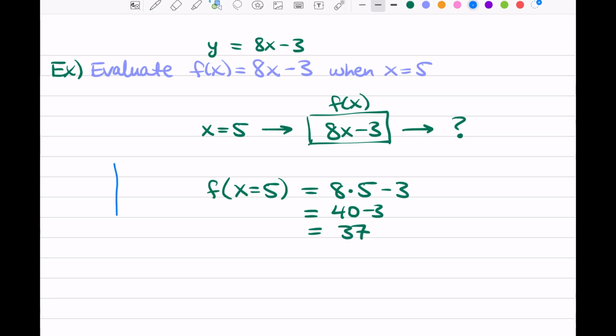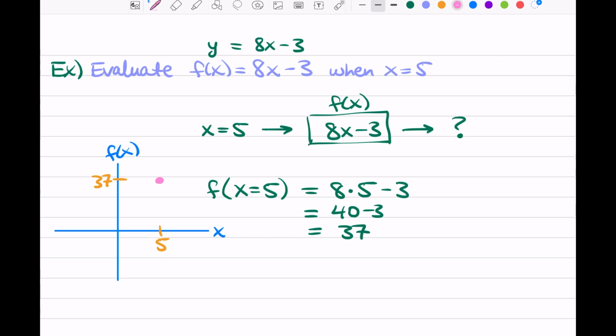And making a quick plot of that, we're saying we have our x's here, and our outputs, our f of x, which is the same as y. And then we're saying when x equals 5, we go down the axis to 5, we output 37 on our axis here. 37 is here.